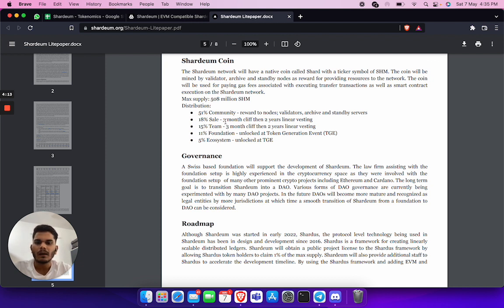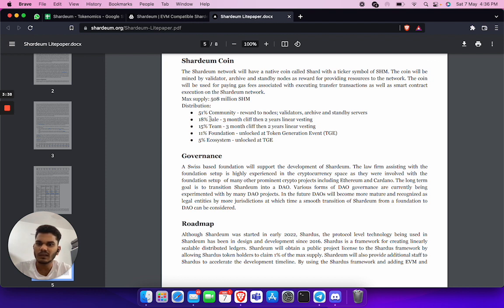51% is given as rewards to nodes and validators. Then 18% is sale. This sale includes all three, seed sale, private, and public as well. But there isn't clarity about how much share each sale takes, like how much percentage is for seed and how much is for private. It will be given in the white paper soon. So no worries. And team carries 15%.